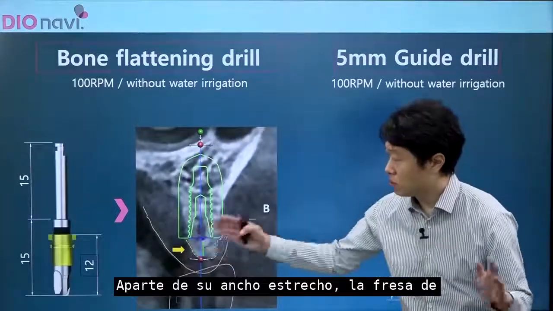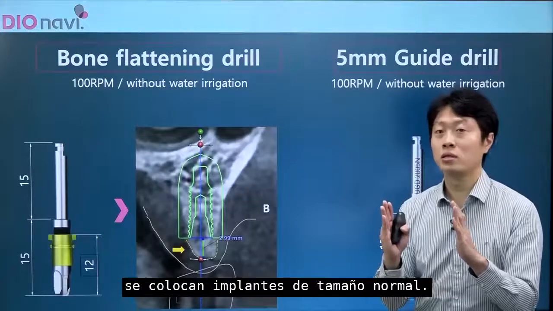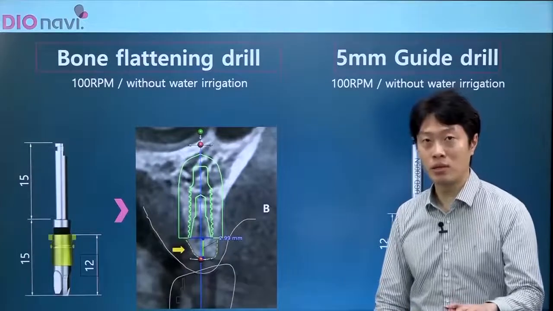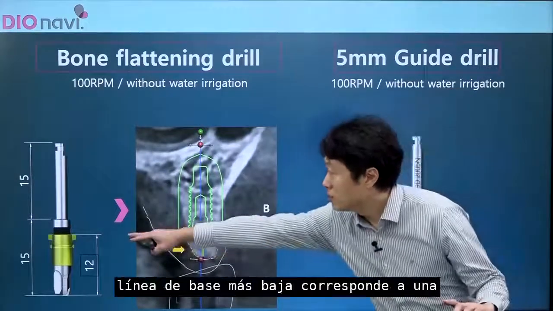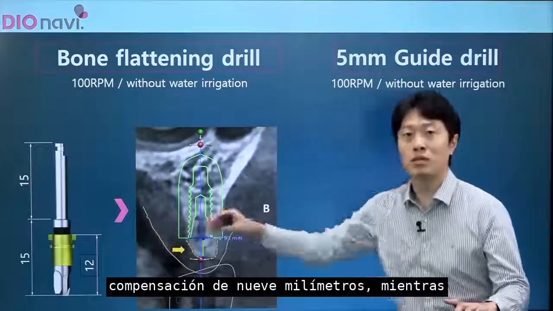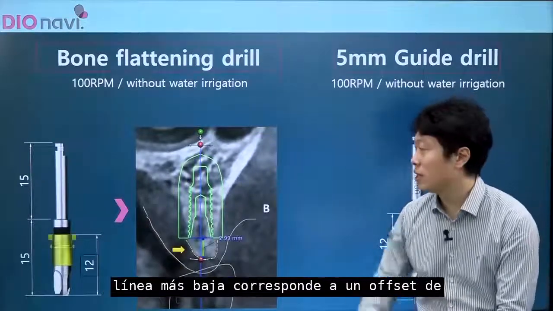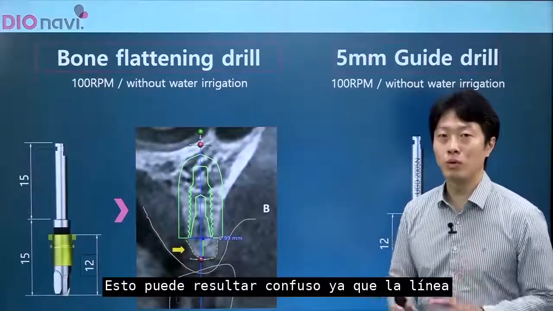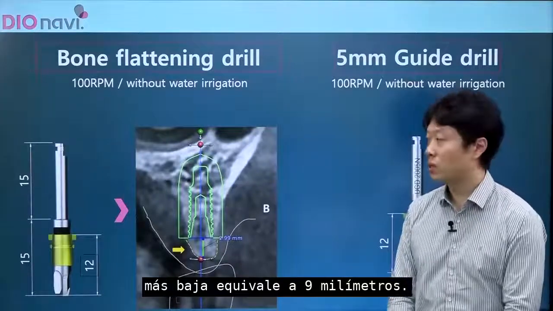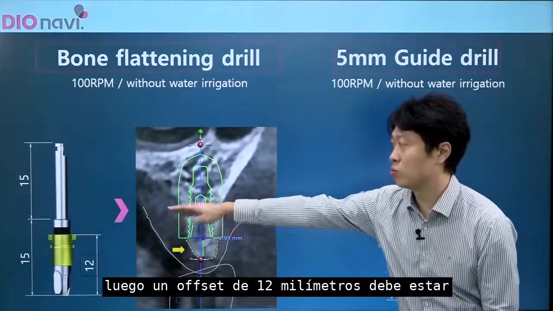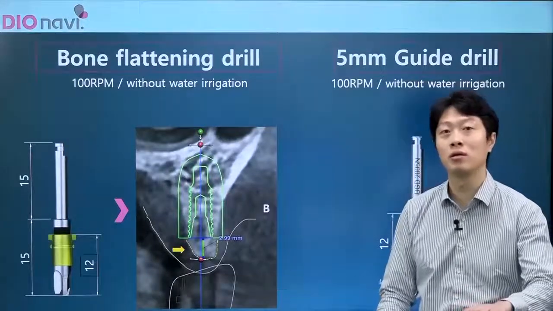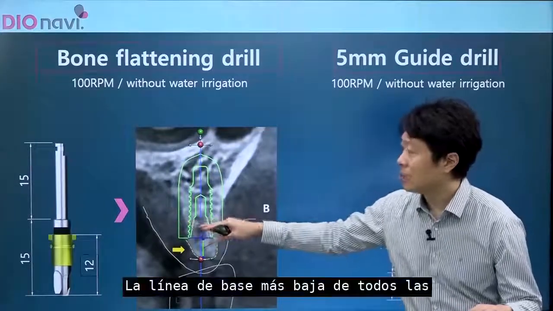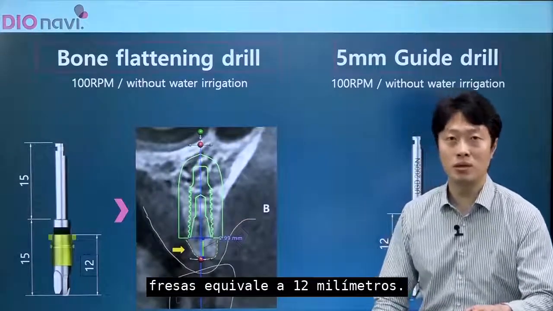Other than its narrow width, the bone flattening drill is the same as when placing regular size implants. There's one difference to note, however. When placing regular size implants, the lowest baseline corresponds to 9 mm offset, but for narrow type implants, the lowest line corresponds to 12 mm offset. This can be confusing since the lowest line is equivalent to 9 mm, then 12 mm offset must be 2 spaces above. You should keep in mind that in the narrow type implant, the lowest baseline of all drills is equivalent to 12 millimeters.